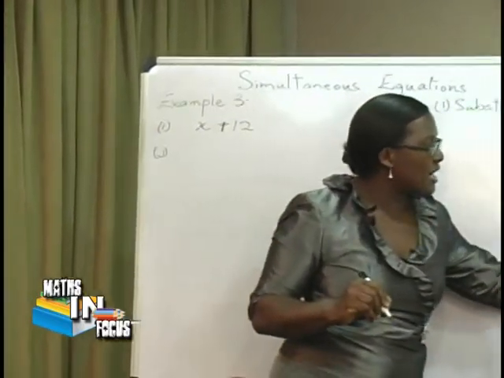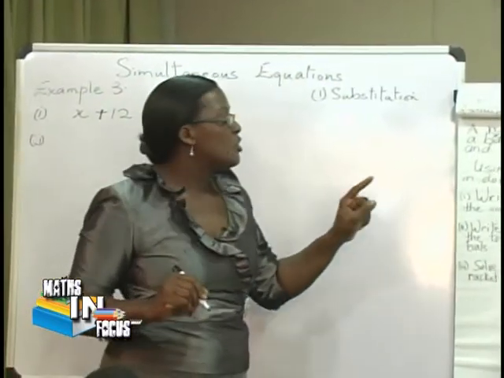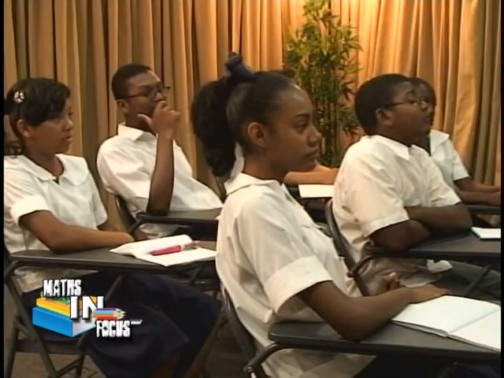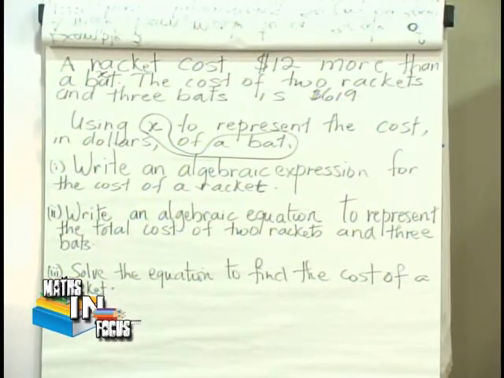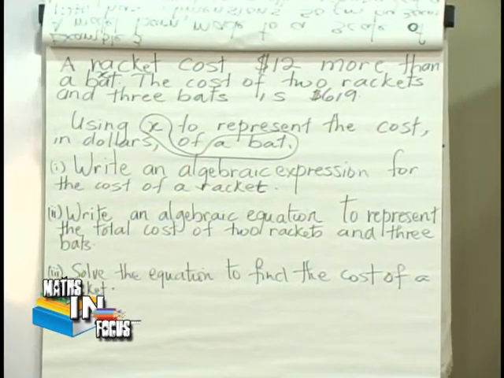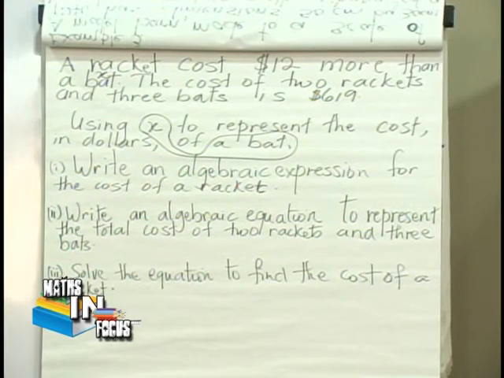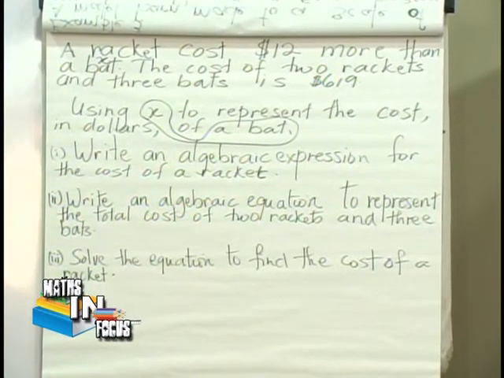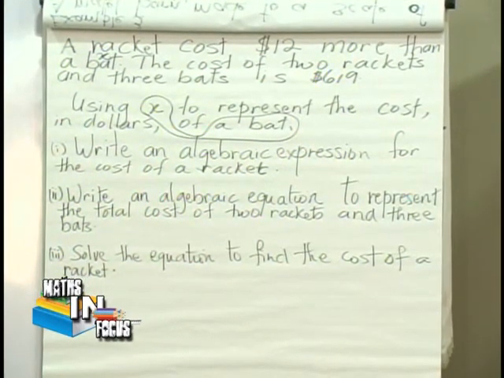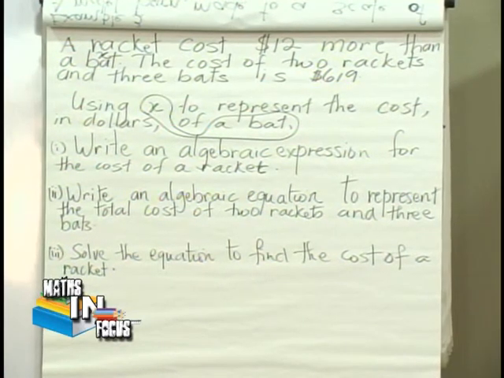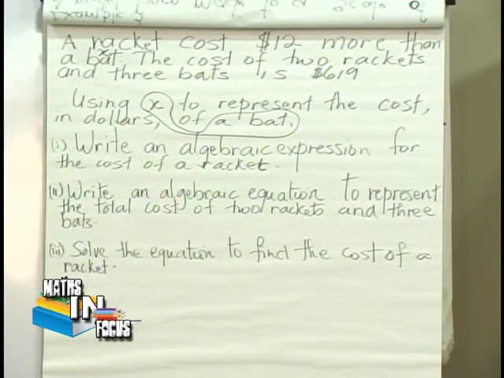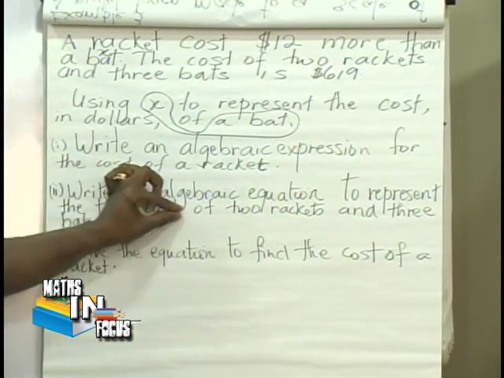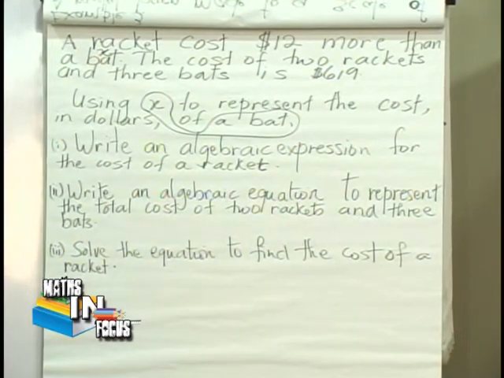Write an algebraic equation to represent the total cost of 2 rackets and 3 bats. The total cost of 2 rackets and 3 bats. Now, they gave us x here to use as bats. For rackets, we're going to use y. So I want you to take the variables x and y and come up with an equation for what is going on here with the 619. Write down the equation in your book.